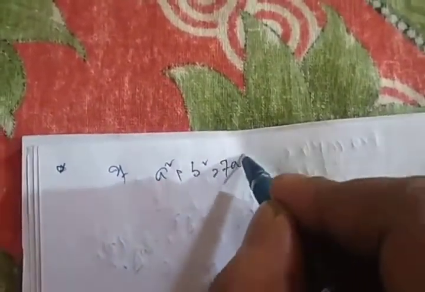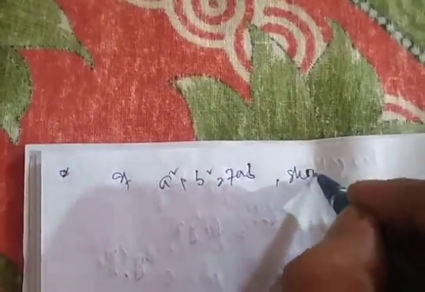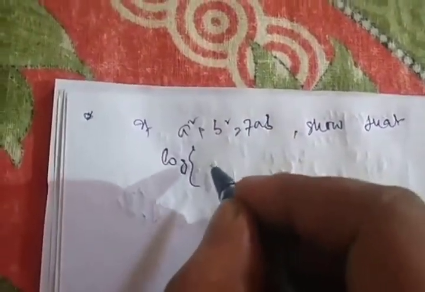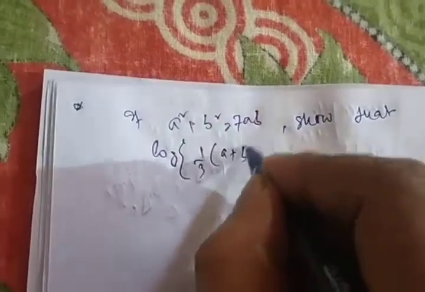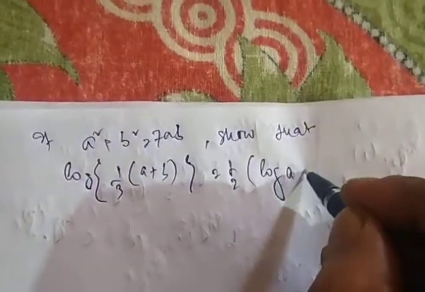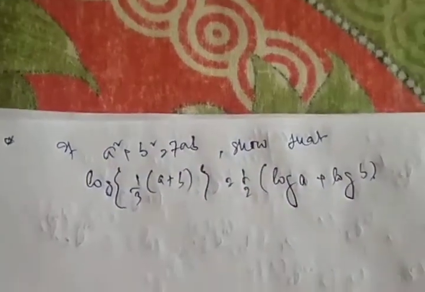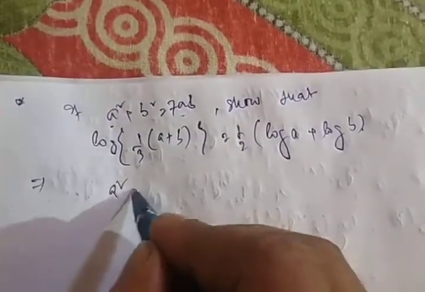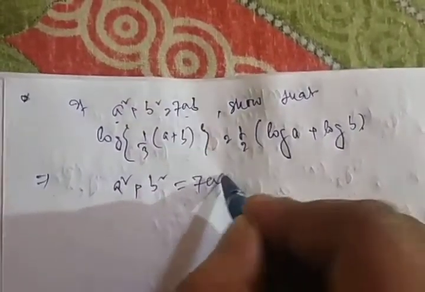Another example. This is given: if a square plus b square equals 7ab, so that log of 1/3 (a plus b) equals half of log of a plus log of b. So we will start from this.